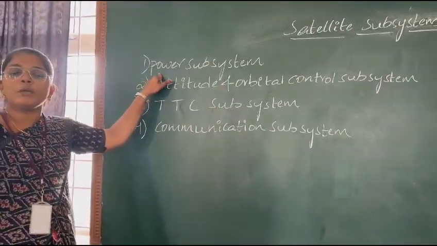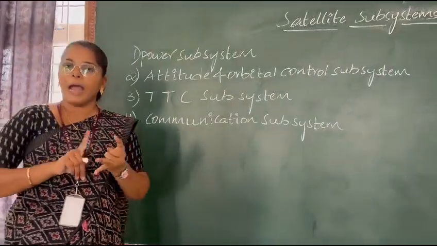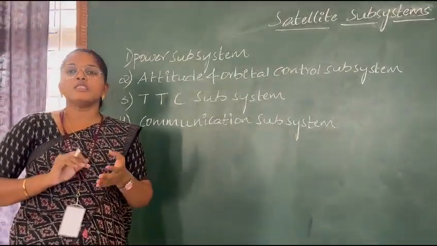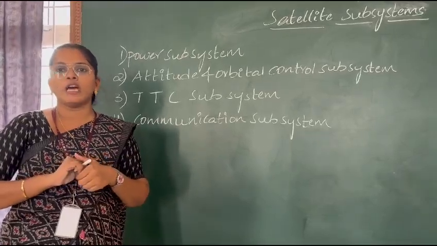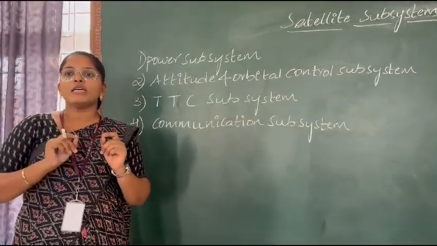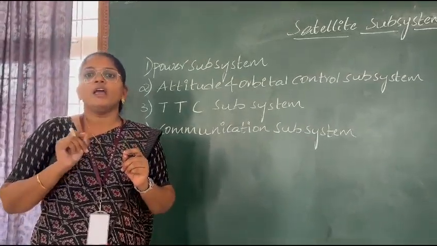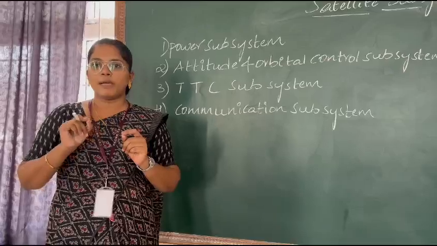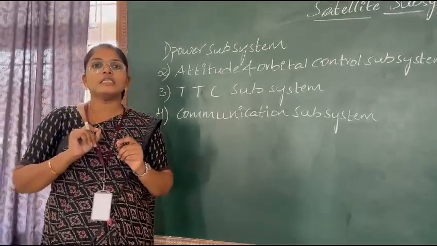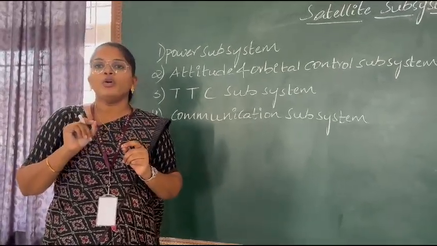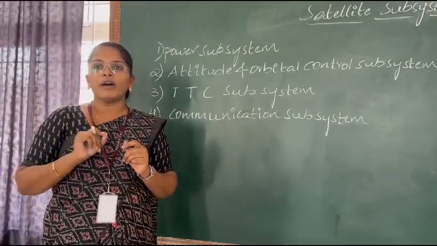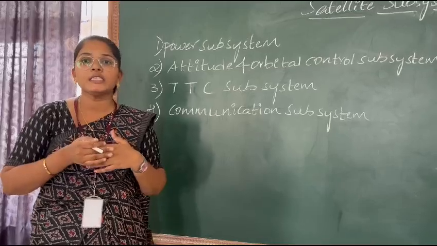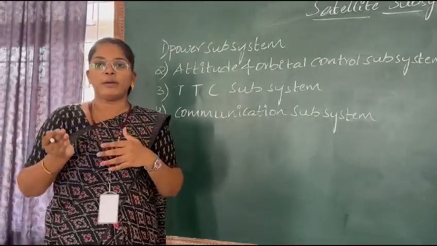In power subsystem, we have solar array, battery, and power supply control loop. Thousands of solar cells are placed on the surface of satellite. Solar cells are photovoltaic cells, which convert sun energy to electrical power to run the spacecraft. Each solar cell generates 1 to 2 kilowatts power, and its conversion efficiency is 12% to 15%.